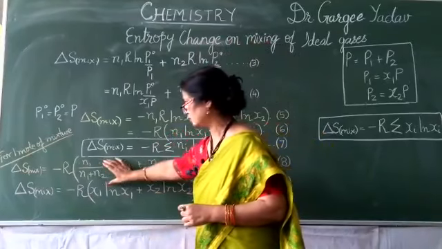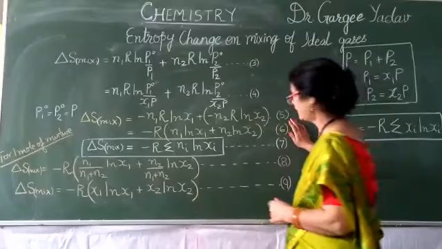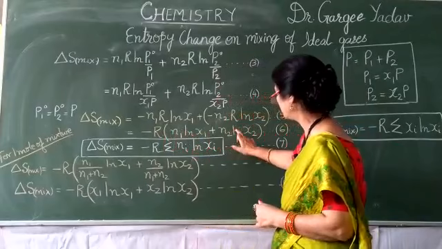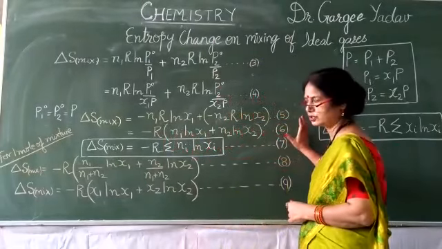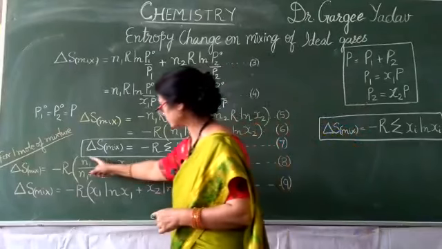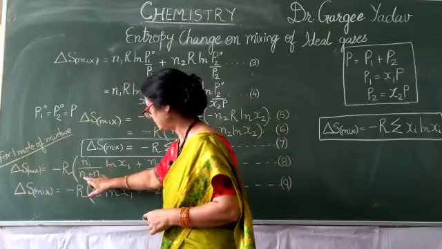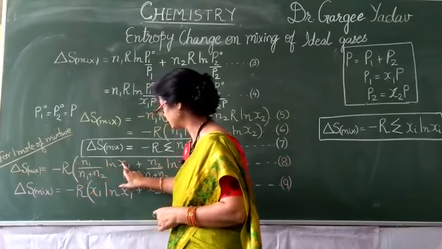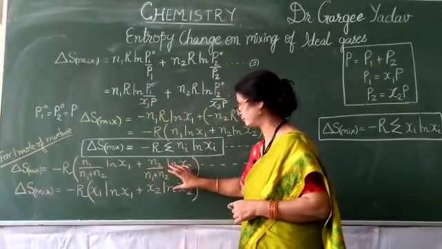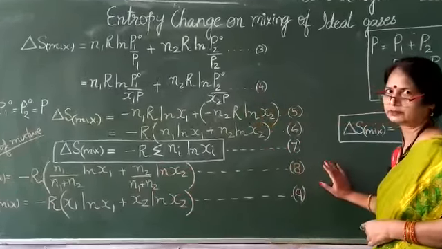Now consider equation number 6, which is minus R N1 log natural x1 plus N2 log natural x2. When we consider it for 1 mole of the mixture, it becomes minus R, N1 upon N1 plus N2 log natural x1 plus N2 upon N1 plus N2 log natural x2, since N1 plus N2 is the total number of moles. Let it be equation number 8.